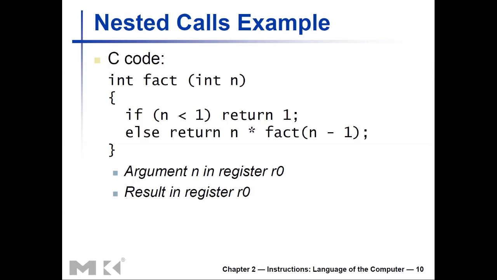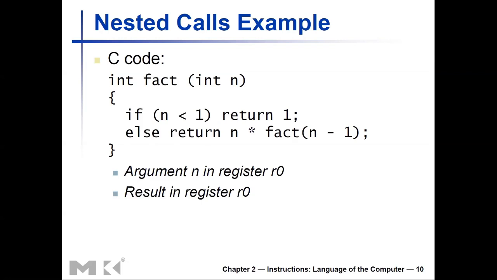inside the original function. So inside the factorial function, you will be calling factorial again with some arguments, of course, which will be different. And for this factorial example, the argument has to be decremented by 1, and it has to call it again. So this is the nested call example we have.